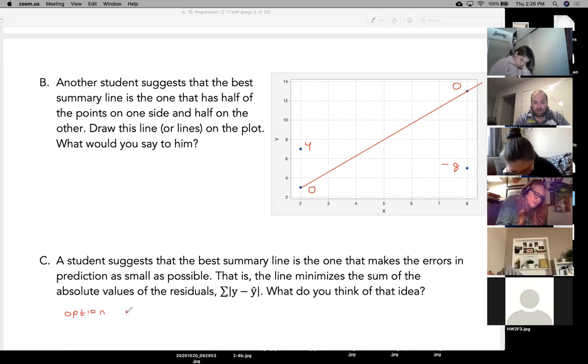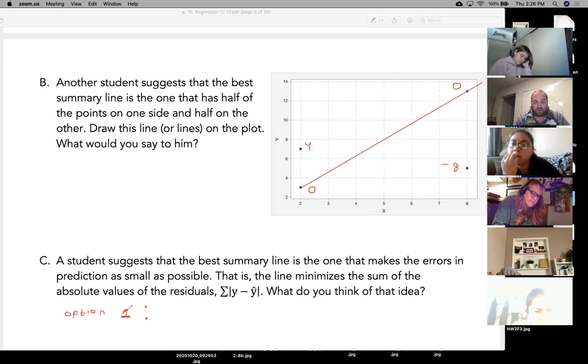28. Oh, wait. Take the absolute values of those 4 numbers. What's the absolute value of 4? 4. Absolute value of 0. 0. Absolute value of the other 0. 0. Absolute value of negative 8. 8. Add them together. What do you get?